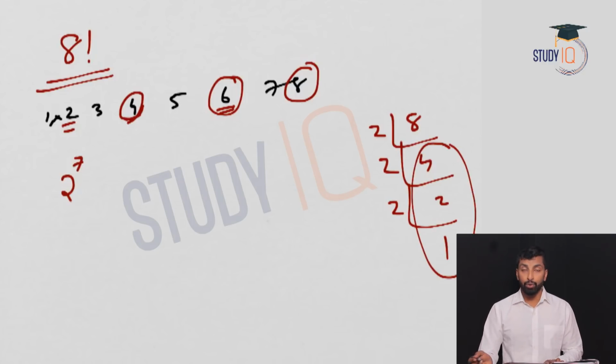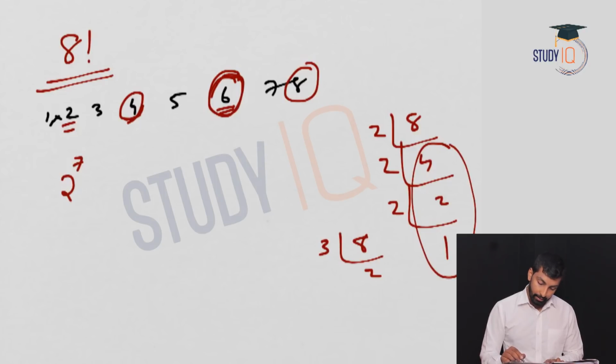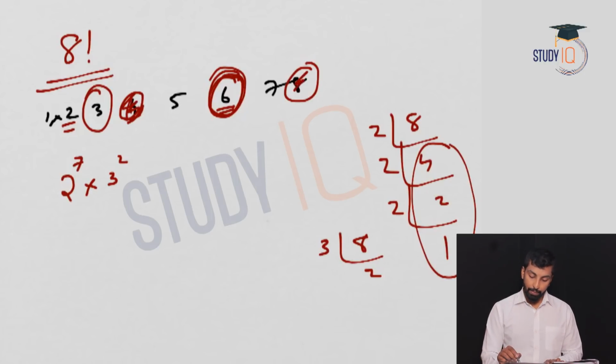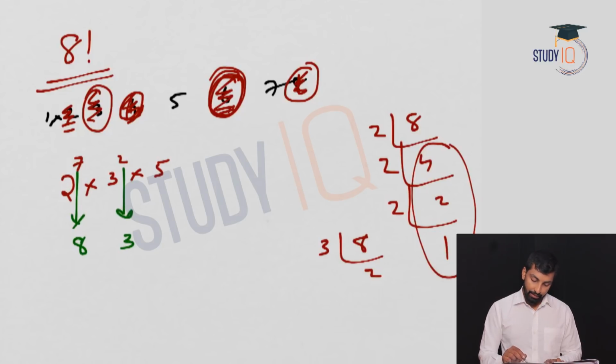How many 3s? You can do the same thing: 8 divided by 3, you get 2 here. Now why those 2 threes? In 6 you'll get 1 three, in 3 you will get 1 three, so it's actually 3 squared. The 2s are completely taken out, and so are the 3s. What is left out? 5 is left. Then the number of factors will be 7 plus 1, that is 8, times 2 plus 1, that is 3, times 1 plus 1, that is 2.